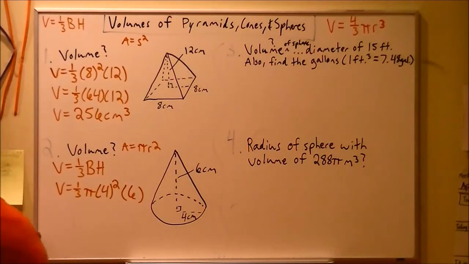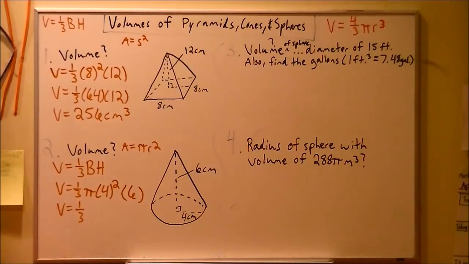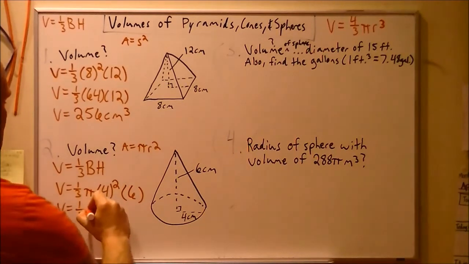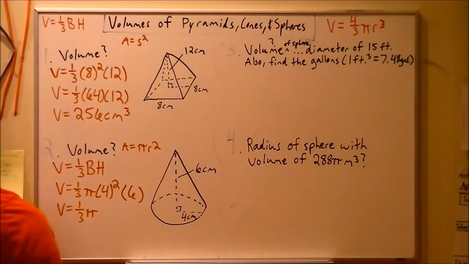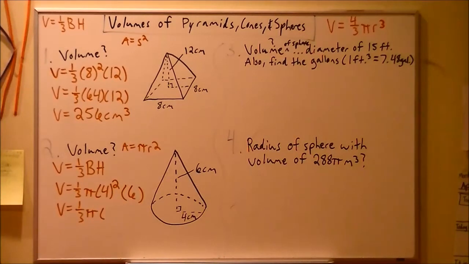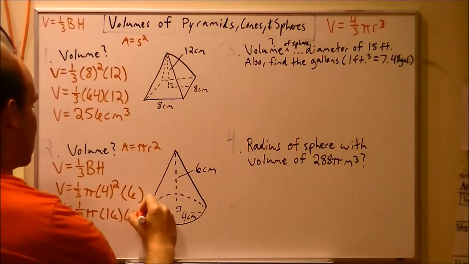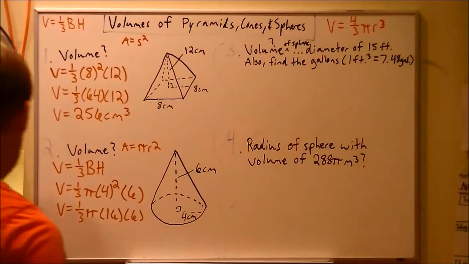Okay, first things first, before I punch into my calculator, although probably all of our calculators will do this too, it helps to do some mental work. 1/3 times pi, we know what that is, 3.14, times, what's 4 squared? Not 4 times 2, but 4 times 4 is 16. And then keep your height times 6.